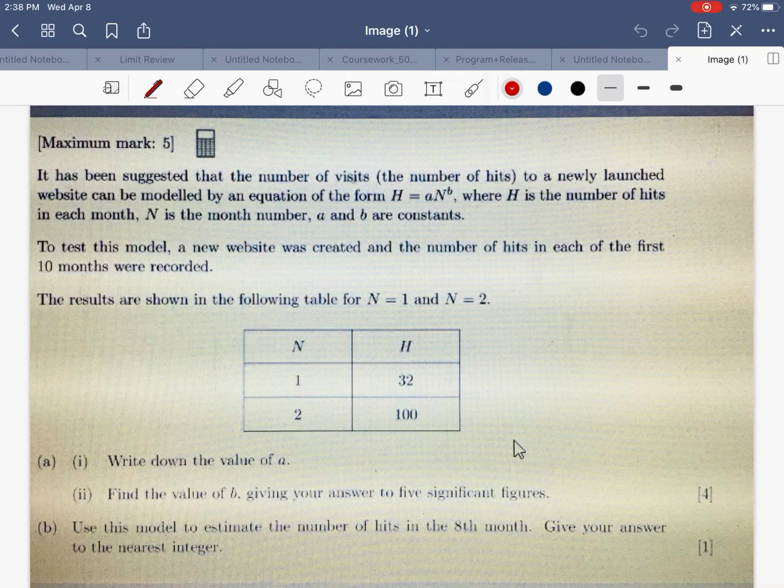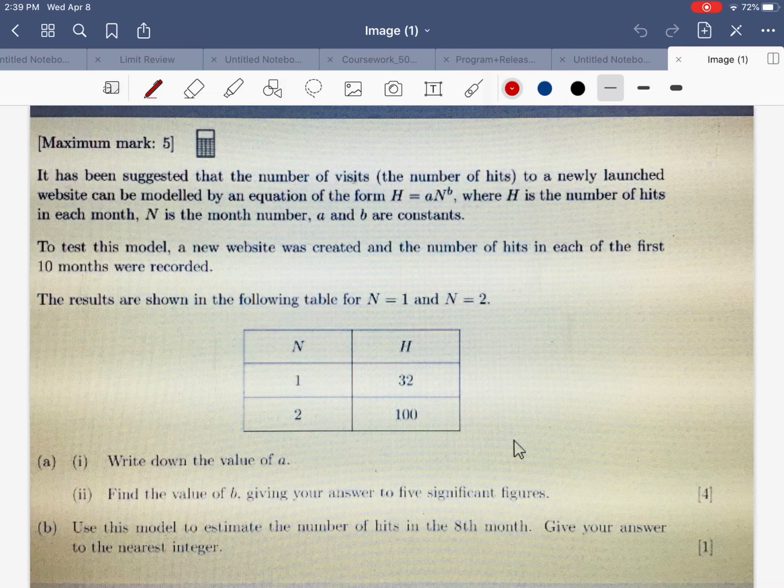All right, guys. So this is an example like your problem 4 that you had. It says it has been suggested that the number of visits, the number of hits to a newly launched website can be modeled by the equation in the form of h is equal to a times n to the power b, where h is the number of hits in each month, n is the month number, and a and b are constants. To test the model, a new website is created, and the number of hits in each of the first 10 months were recorded.